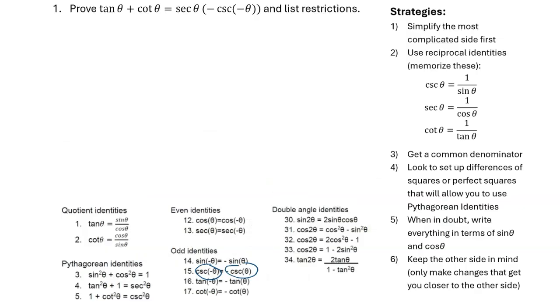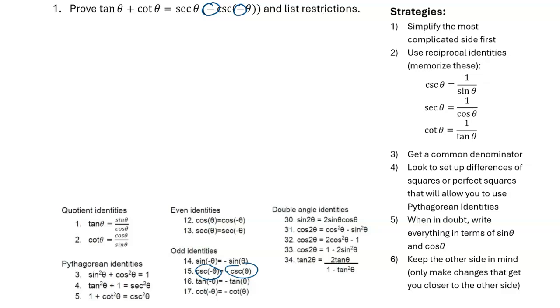So the first identity we're going to prove says prove tan theta plus cotangent theta equals secant theta times negative cosecant of negative theta. Now the first thing I want to do here is deal with these negatives, because we've got multiplying by negatives, and if we can make things positive, that will make our life a lot easier. You can see what I've circled down below on identity 15, cosecant of negative theta equals negative cosecant theta.